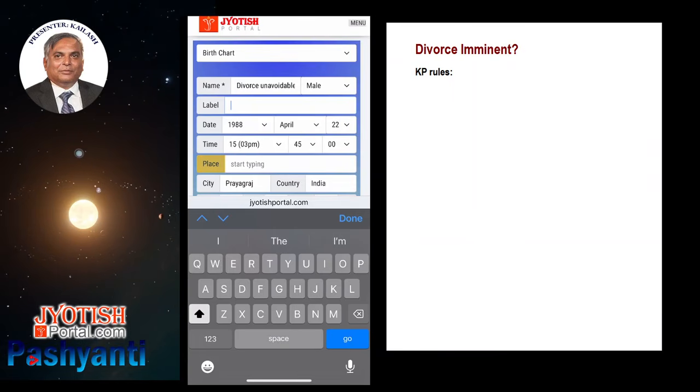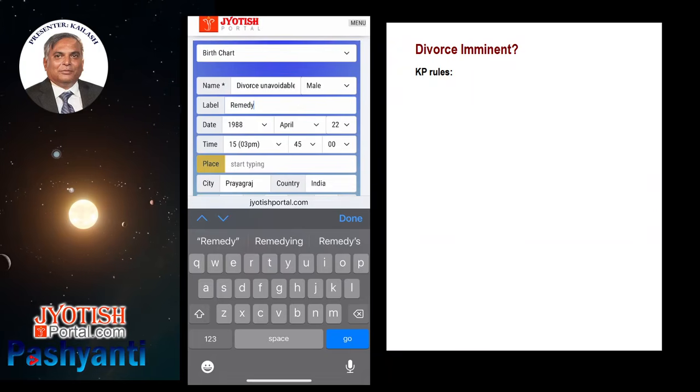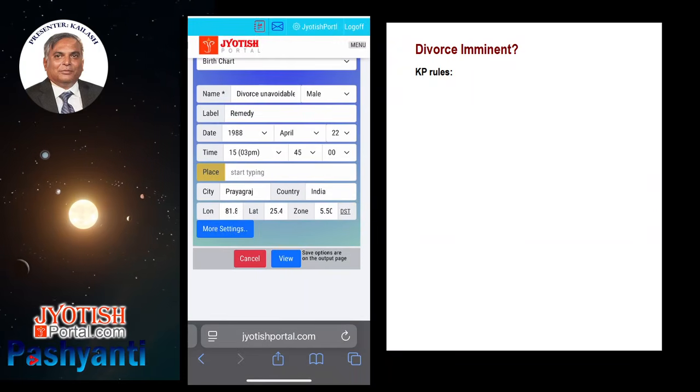So I thought let me see on the phone how easy or difficult it is using jyotishportal.com. So this is the data, and then he also mentioned the remedies. Let's generate the chart. It's very easy. I think this form is easy to fill on the phone.